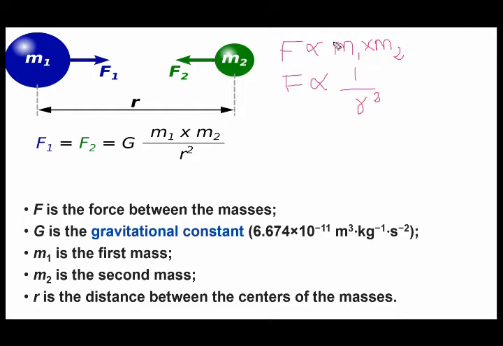If we combine these two equations, we will get the result. Here, force is equal to the gravitational constant G times m1 into m2 divided by r square. So G is the gravitational constant. The value of G is 6.674 into 10 to the power minus 11.